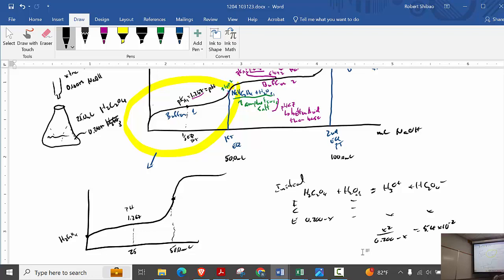And so we'll have to use the quadratic, unfortunately. It's going to be x squared plus 5.4 times 10 to the minus 2 x minus 0.2 times 5.4 times 10 to the minus 2, which is 1.08 times 10 to the minus 2, equal to 0.